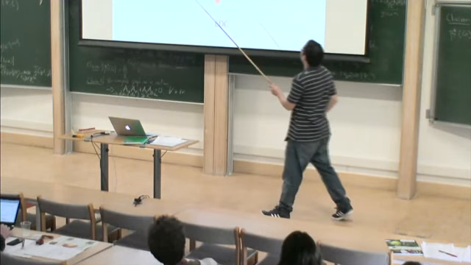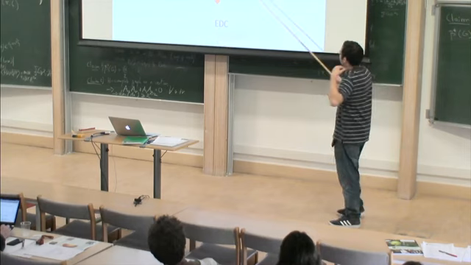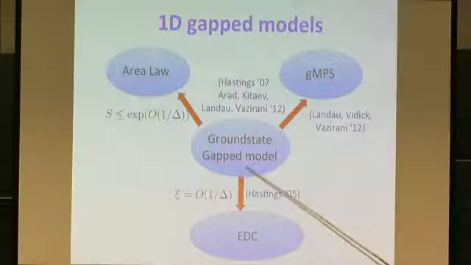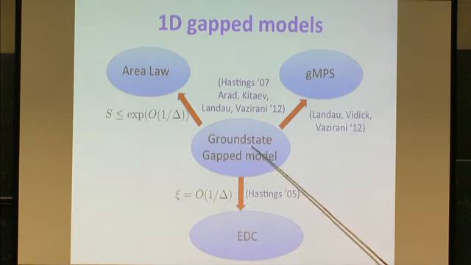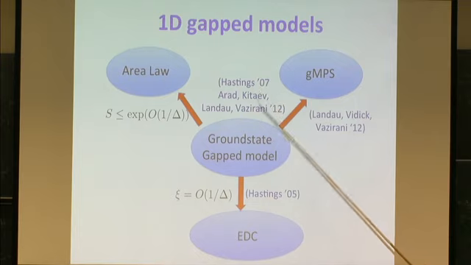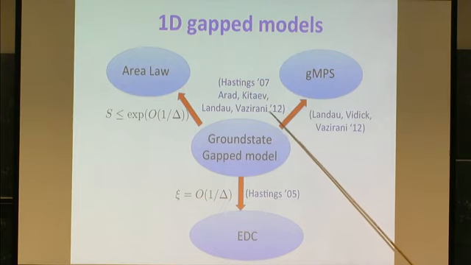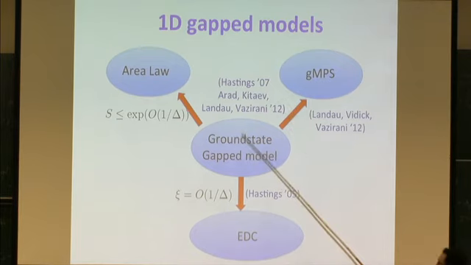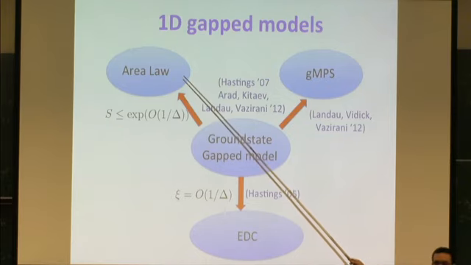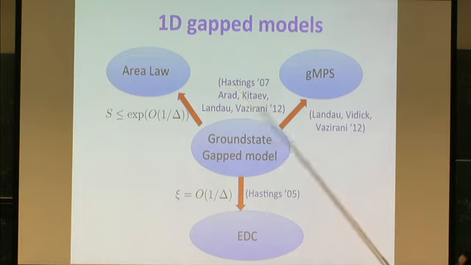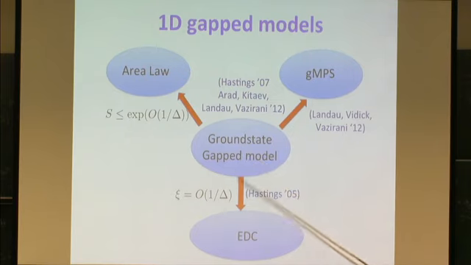So there are a lot of very nice results that connect ground states of this class of gapped models, far away from criticality, to a number of interesting properties. This is work by Hastings from some time ago, and more recently by Arad, Kitaev, Landau, Vazirani, and Landau, Vidick, Vazirani. First, if we have a ground state of a gapped Hamiltonian, there is an area law. This was proved by these guys. Second, if it's a ground state of a gapped Hamiltonian, we also have exponential decay of correlations. Correlation length goes like 1 over gap.